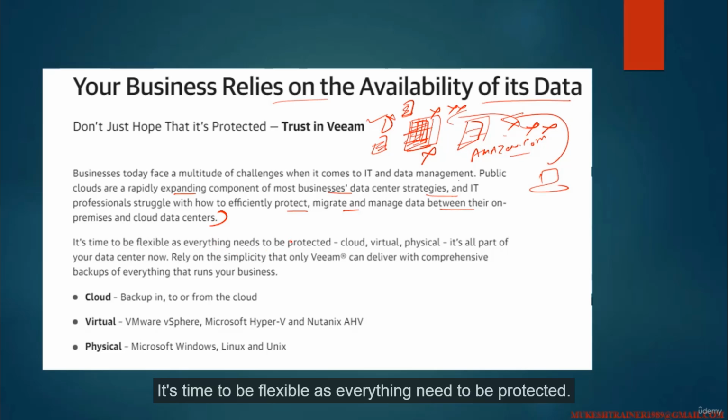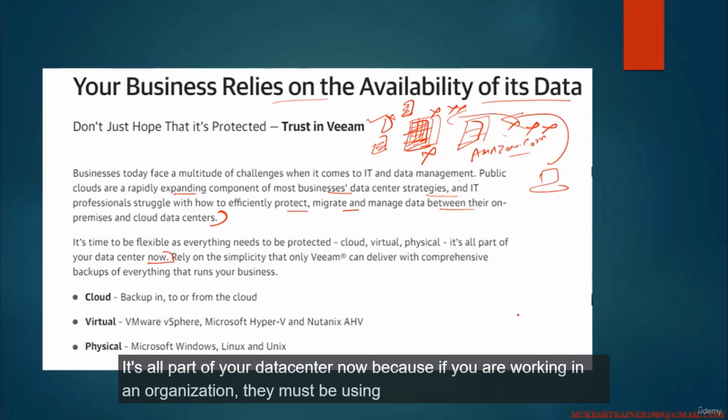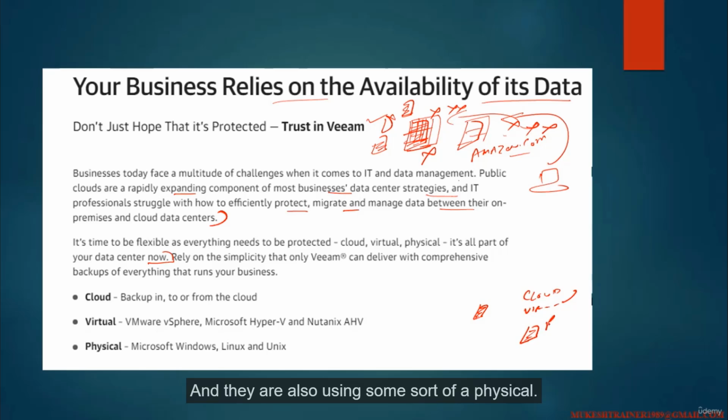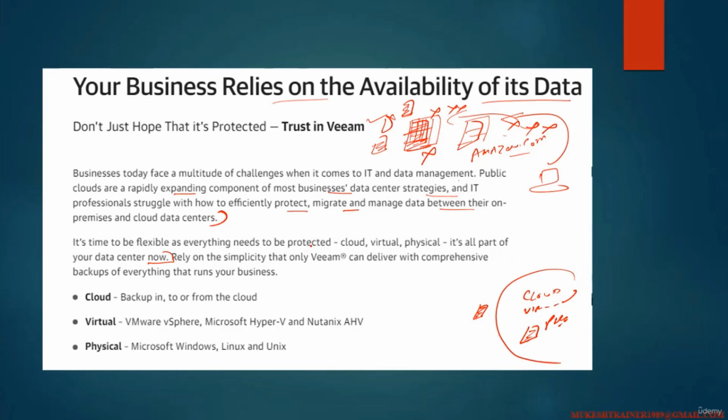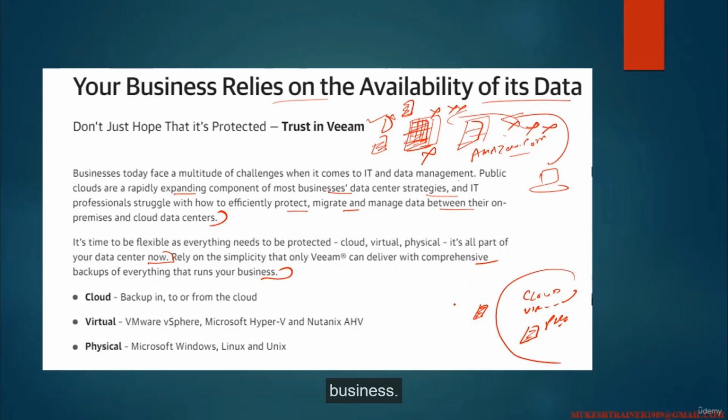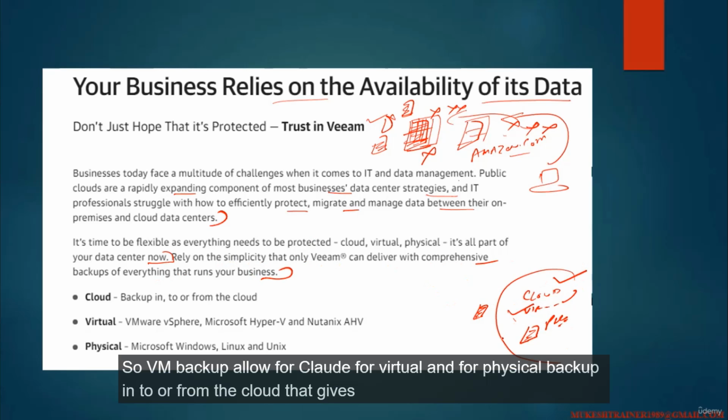It's time to be flexible, as everything needs to be protected. Cloud, virtual, physical, it's all part of your data center now, because if you are working in an organization, they must be using a cloud, they must be using virtual setups of their own, and they are also using some sort of physical. So they all are a combination, a part of a network. So rely on simplicity that only Veeam can deliver with comprehensive backup for everything that runs your business. So Veeam Backup allows for cloud, for virtual, and for physical.